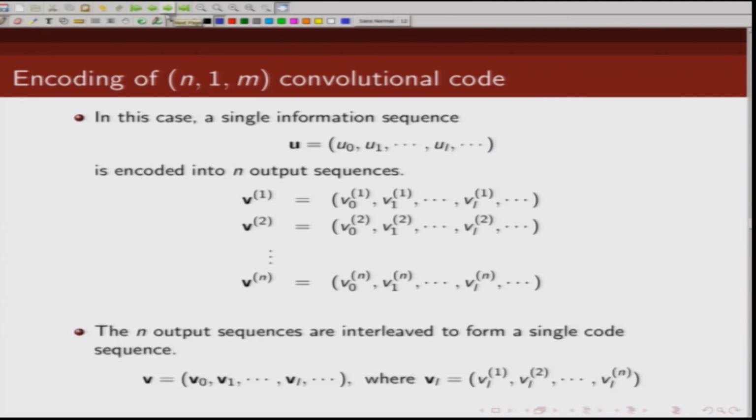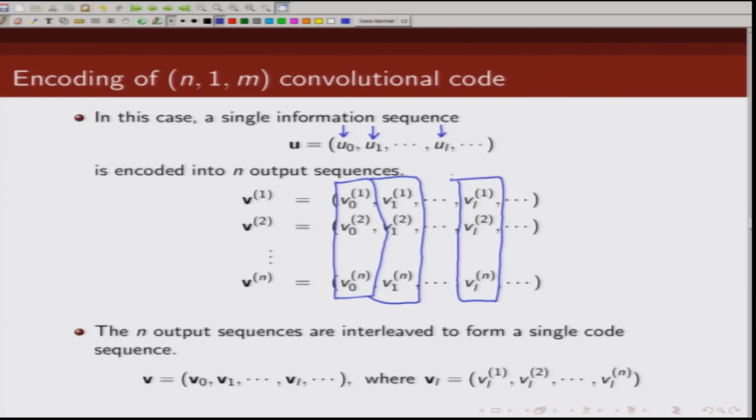So, the output at a particular instance then is, corresponding to u0, what is the output? These are the n bits, the output corresponding to this input u0. Similarly, corresponding to u1 my output is this, corresponding to ul my output is this, it's an n bit output. Okay. So, I write the output as v0, v1, v2, vl, where this vl is an n bit vector.